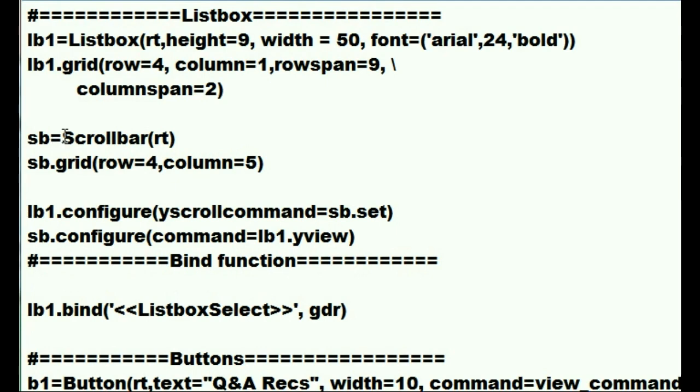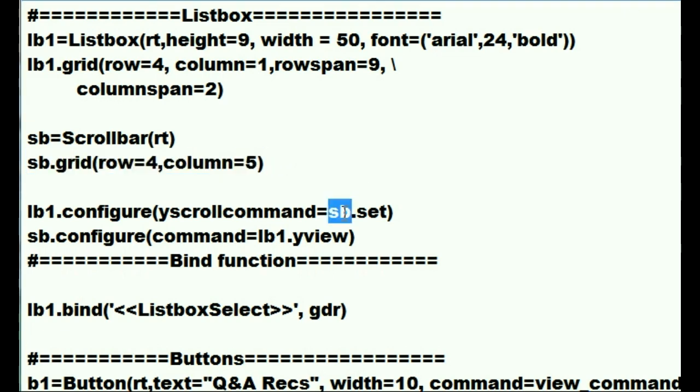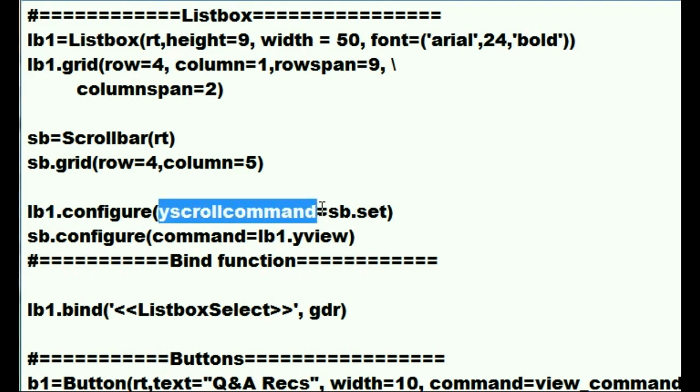The next thing I do is I tell the scroll bar function to put itself into the root window. Assign that to SB. Then I tell SB to put itself into the grid at row equals 4 and column equals 5. Next I assign SB's set method so that it will call the scroll command of listbox 1 whenever there's a change, specifically the Y scroll command whenever there's a change.